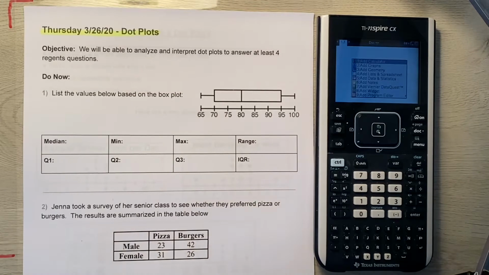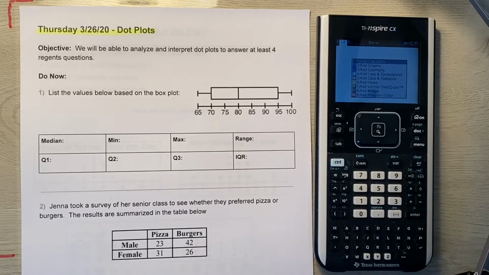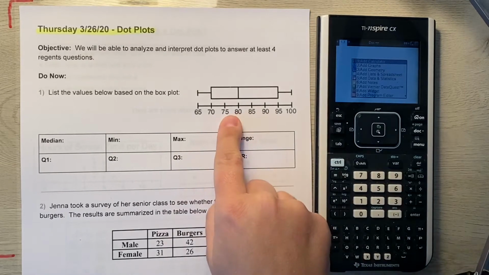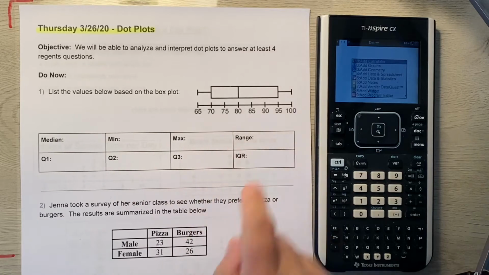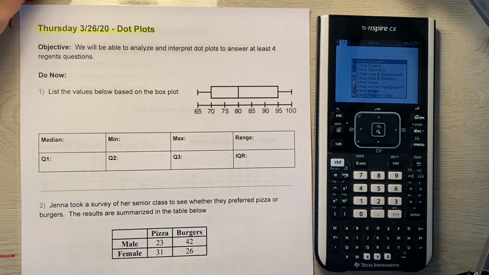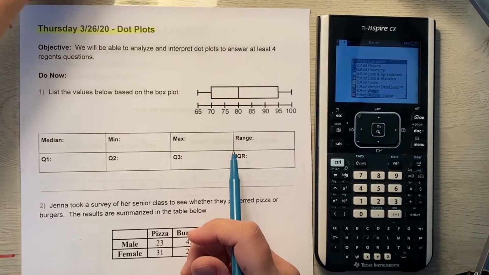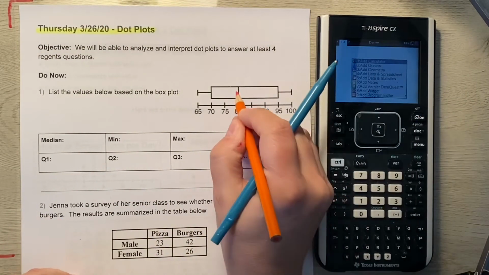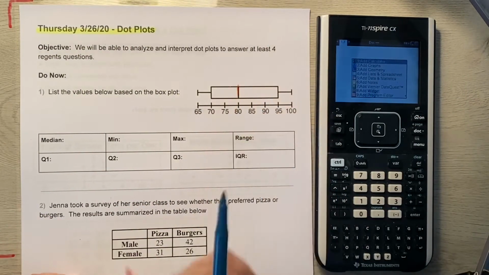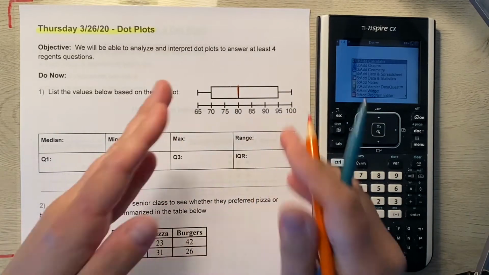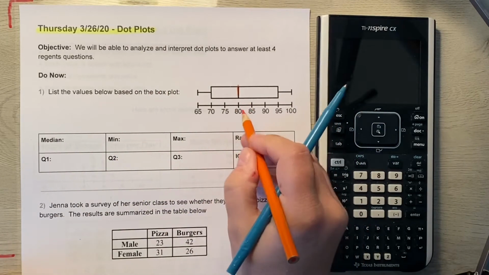Before we start dot plots, we're going to do the do now, which is a review of a box and whisker plot. So you see that here. We're going to fill in these blanks based on the information in the box and whisker plot. Okay, ready? So the first thing we have to fill out is the median. In a box and whisker plot, the median is always this center line right here that's inside the box. Okay, so the median is 80.